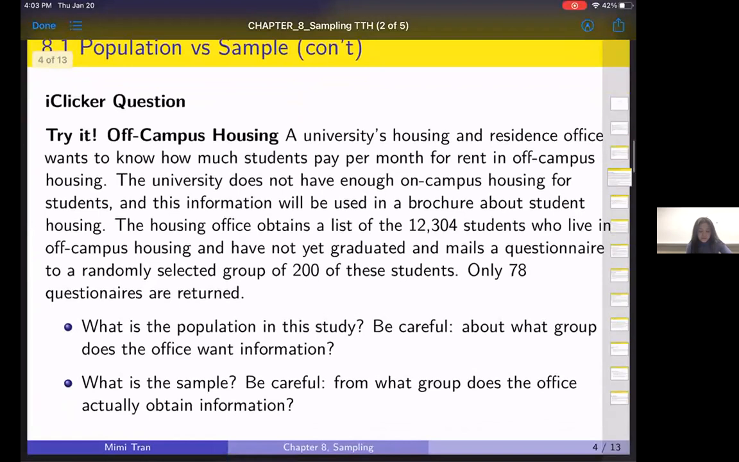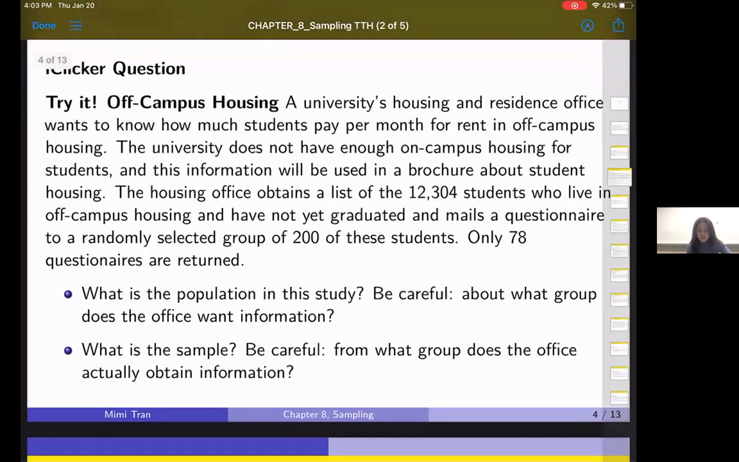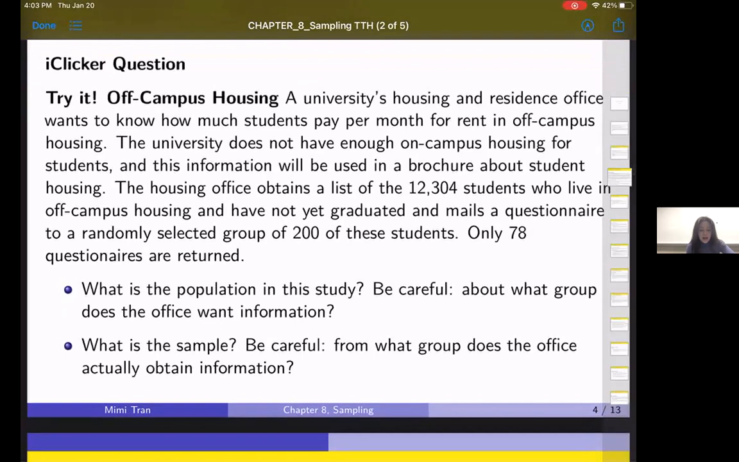All right, before we actually dive into deeper stuff, let's try to answer this question. Off-campus housing: a university's housing and residence office wants to know how much students pay per month for rent in off-campus housing. The university does not have enough on-campus housing for students, and this information will be used in a brochure about student housing. The housing office obtained a list of 12,304 students who live in off-campus housing and have not yet graduated, and mails a questionnaire to a randomly selected group of 200 of these students. Only 78 questionnaires are returned. Try to answer the two questions below.